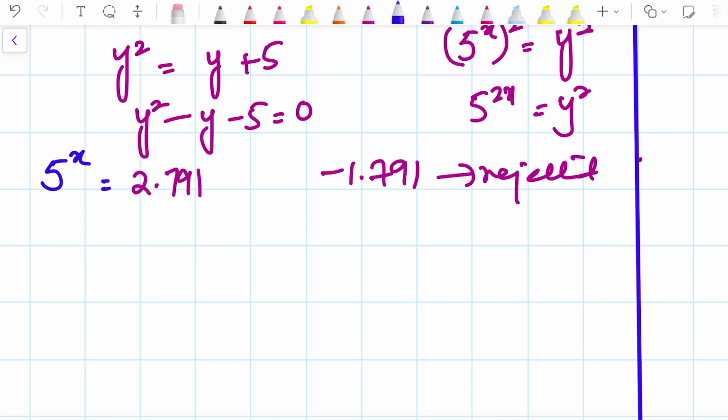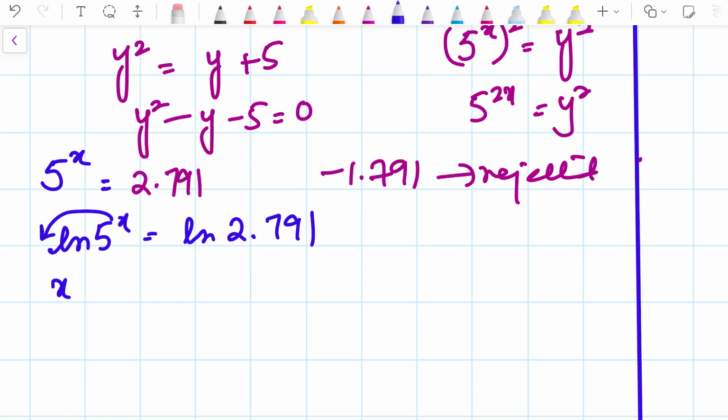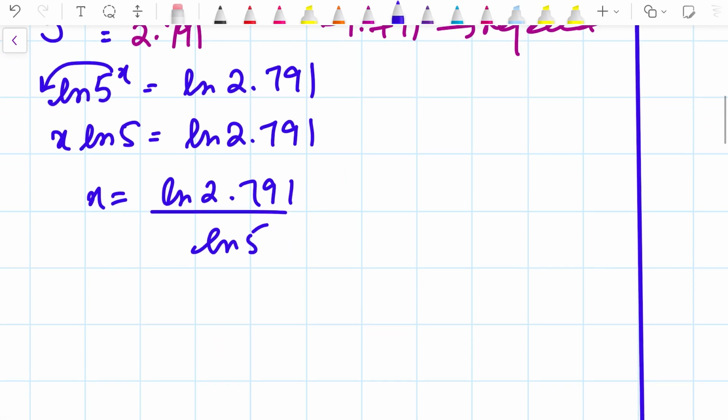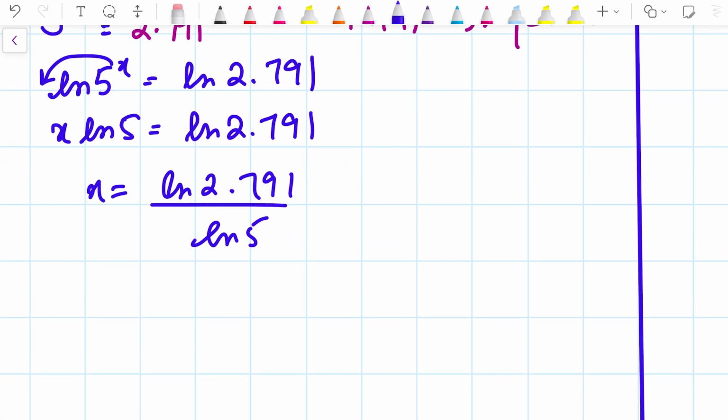Your choice, you can apply lg or you can apply ln. I will apply ln on both sides. The power comes down. X ln 5 equals ln 2.791. X equals ln 2.791 divided by ln 5. Let's put it in the calculator and see what we get. ln 2.791 divided by ln 5 gives us 0.6377. We have to round to 3 decimal places, so it becomes 0.638.